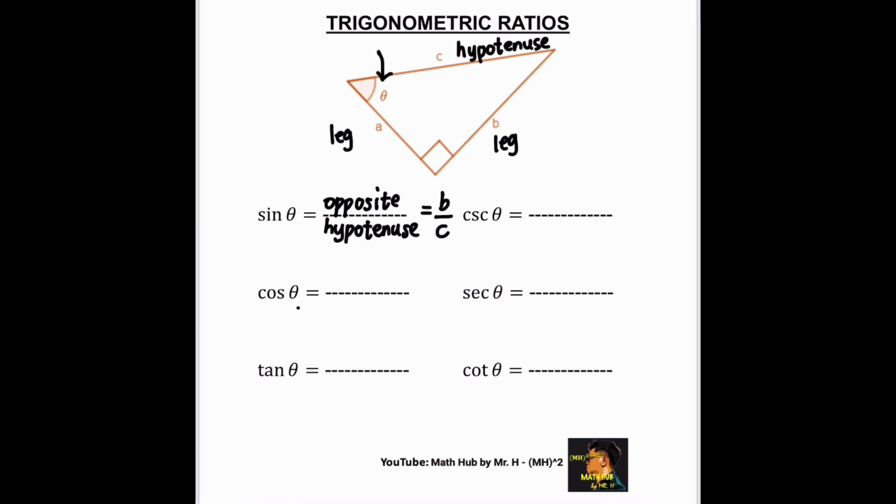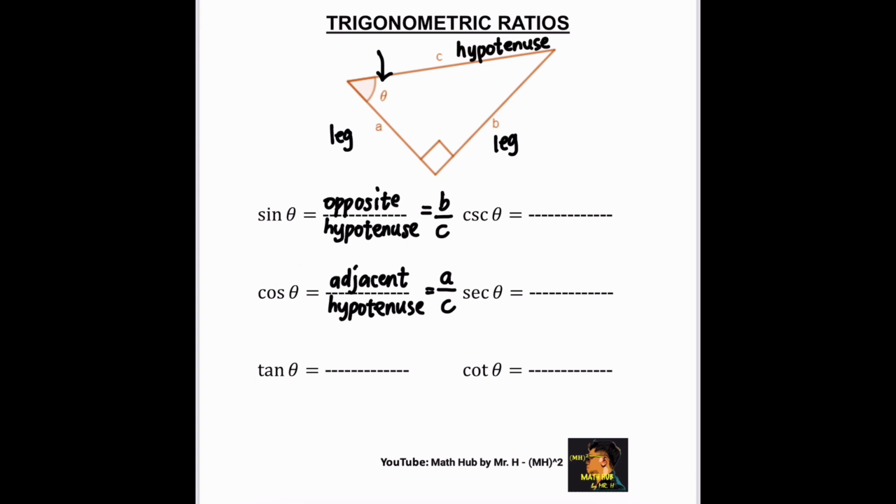We have cosine theta. So that's the second mnemonic. CAH stands for cosine equals adjacent over the hypotenuse. So from the given triangle here, to find the cosine theta, we need to use the side adjacent to it, which is A, divided by the hypotenuse, which is C.